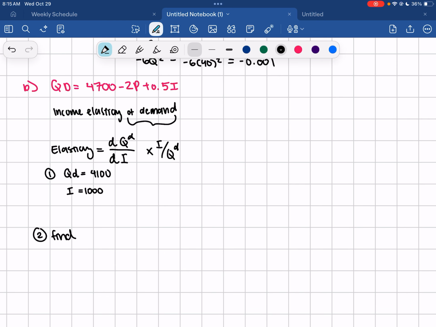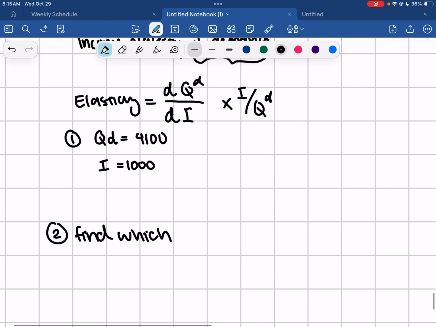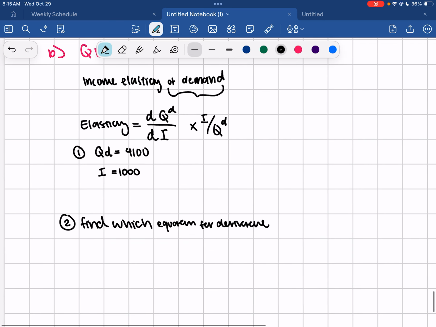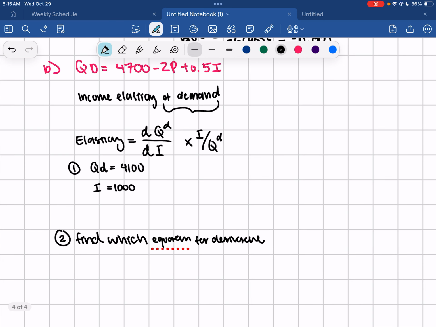Find which equation for the derivative. All right, so we're going to find the equation of the derivative here. So we're looking for dQ over dI. That means we're looking for Q as a function of I, with all the jargon and all those little letters there.